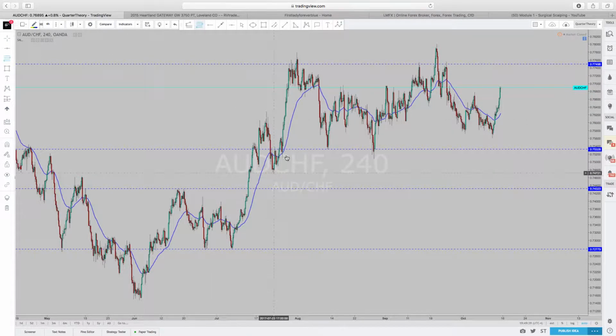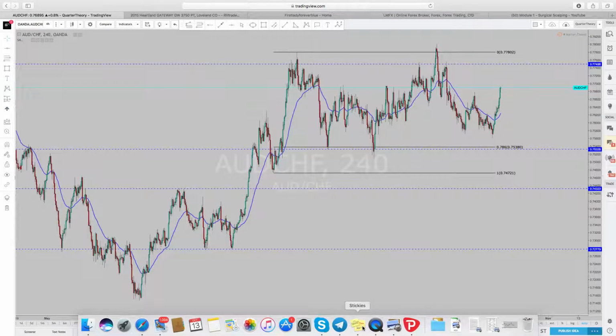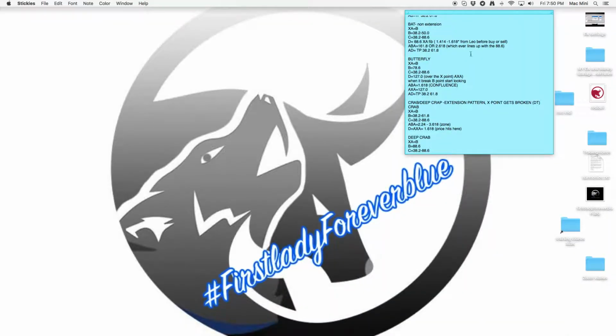So let's say I start from here and I bring my fibs all the way up to the highest point. So relative low to relative high, we have a 786 retracement. So is there a 786 retracement for a harmonic pattern, an X, A, B? There is. It is a butterfly. A butterfly will always be 786, no more, no less. So therefore, now we have our ratio.